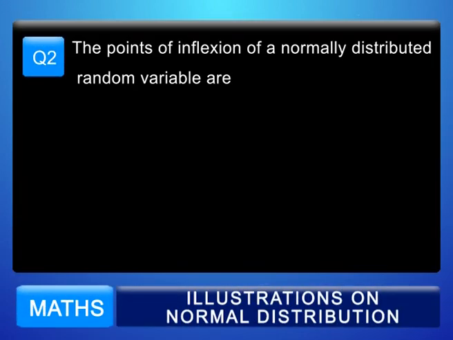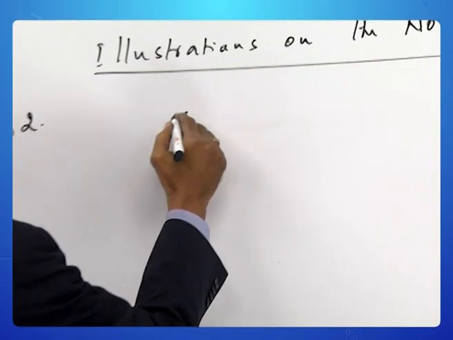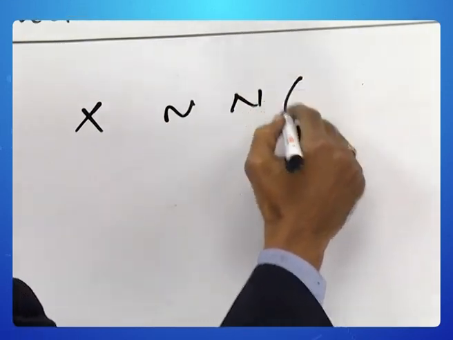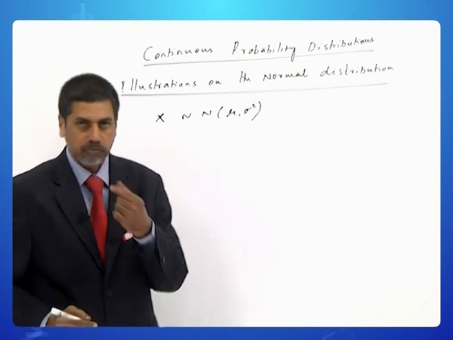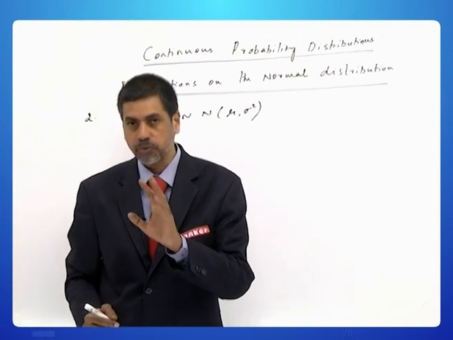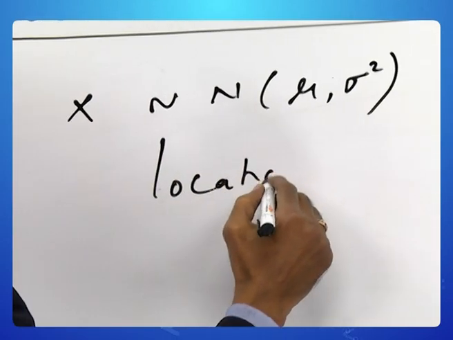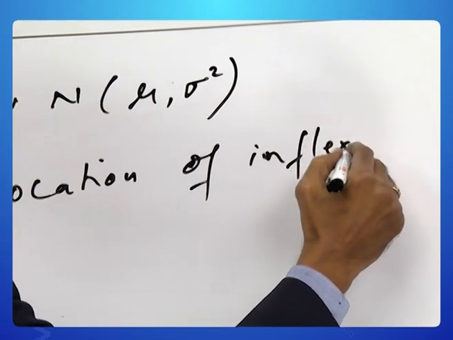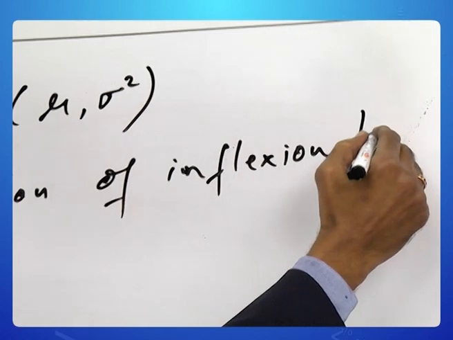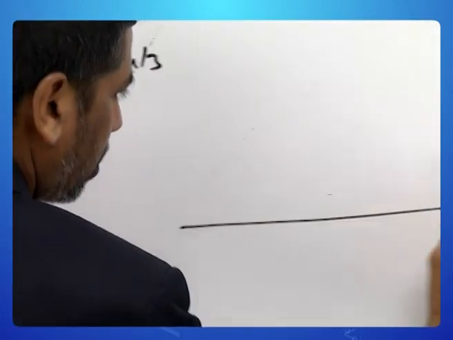Question number 2. The points of inflection of a normally distributed random variable are located at, let us say x is normally distributed with mean mu and variance sigma squared. The question is, where are the inflection points located? So, let us get an idea about inflection.